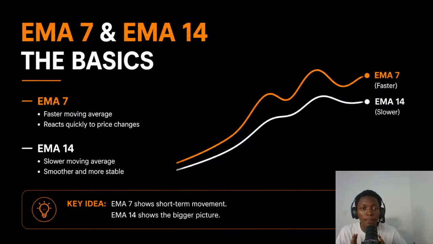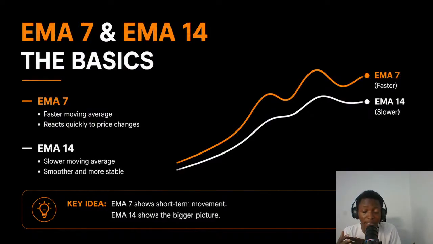The reason why we're going to be using these two different moving averages is because there's a strategy called moving average crossover. A moving average crossover is a strategy where you have two different moving averages, and you're looking at when one of those moving averages crosses above or below the other moving average.